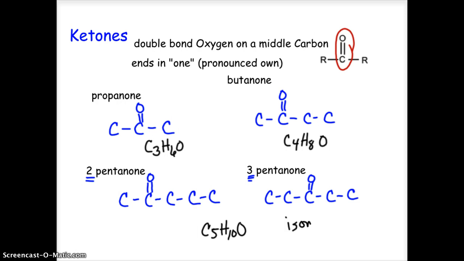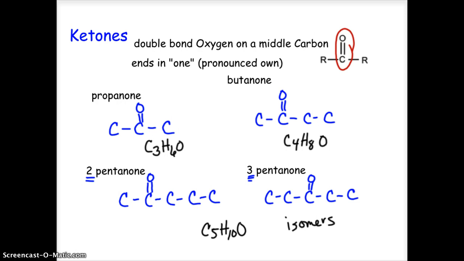These are called isomers. They have different physical properties. They will have different melting points and boiling points. Albeit close, but they will be slightly different. So that is how you name ketones.